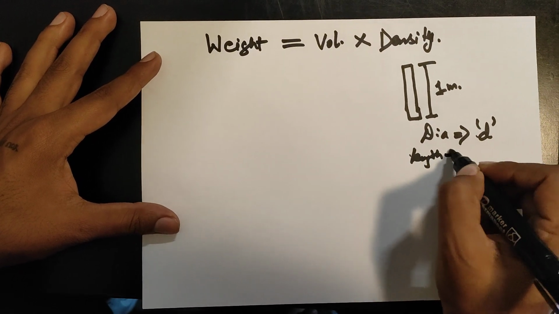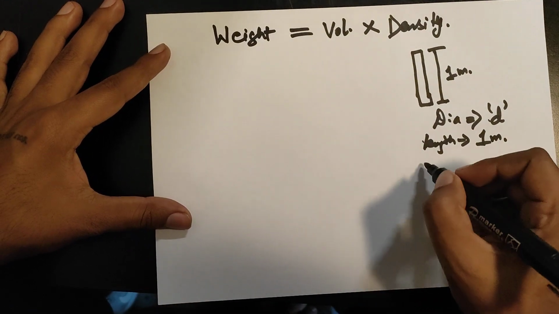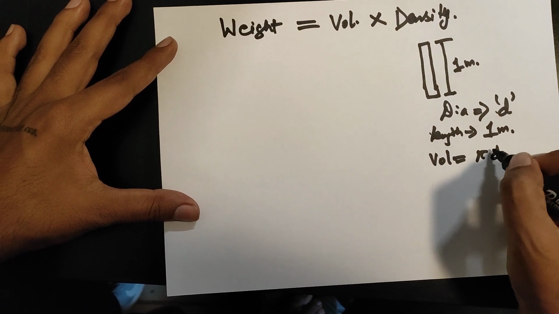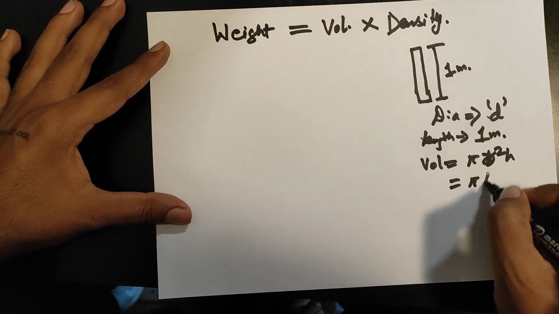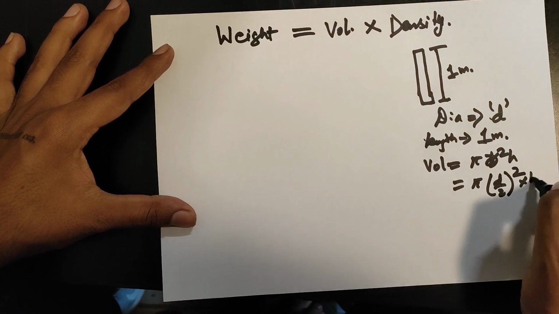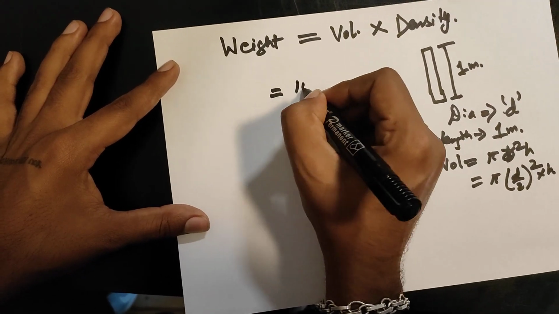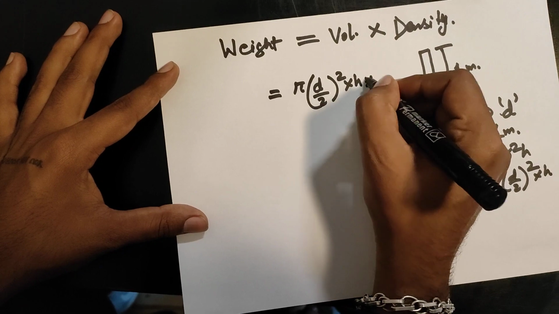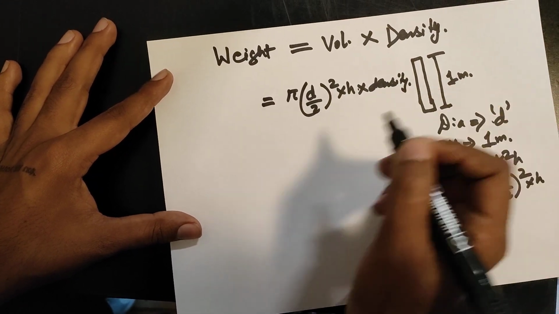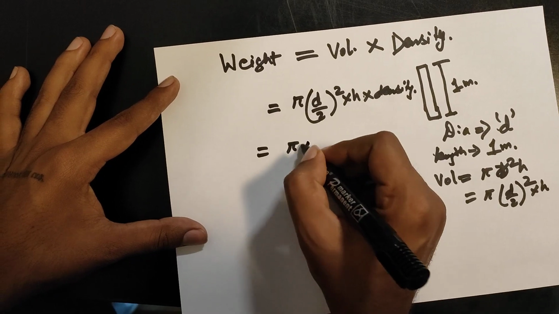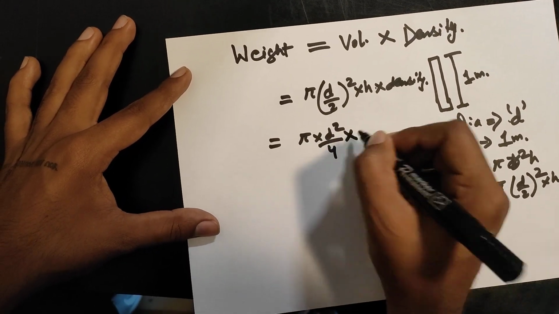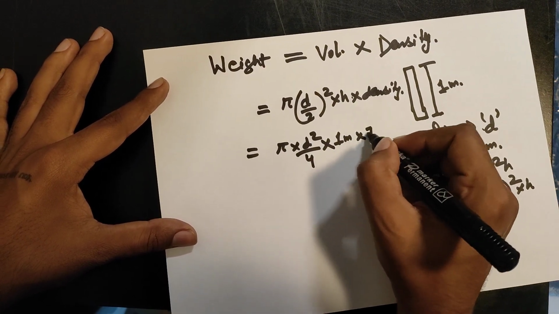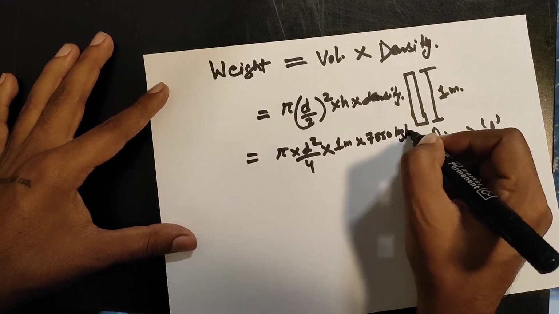Length is 1 meter. So the volume is going to be pi r square h, so pi d divided by 2 into h. So the volume is pi d divided by 2 square into h multiplied by density, pi d square by 4. So height is 1 meter multiplied by density, which is 7850 kg per meter cube.